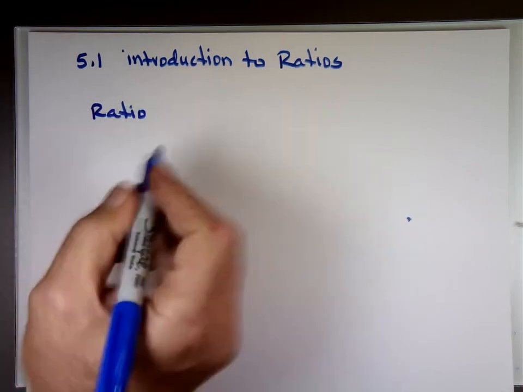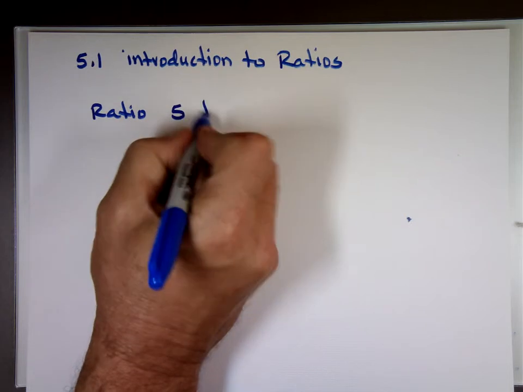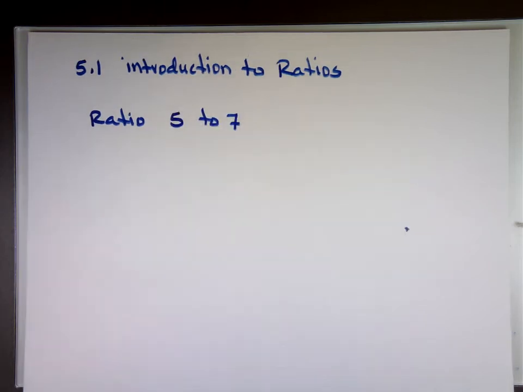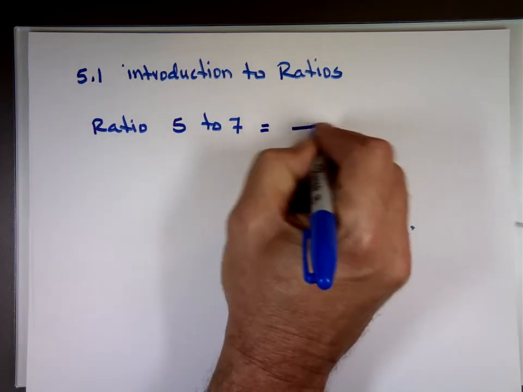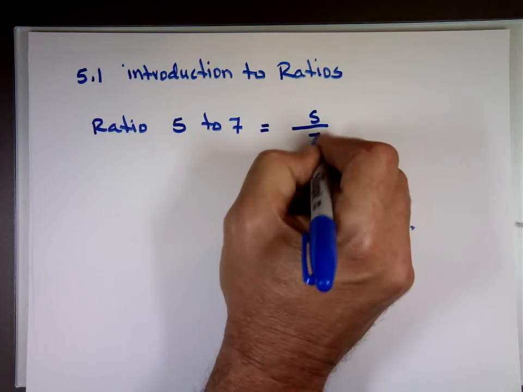The ratio of 5 to 7. Sometimes we write it this way. The ratio is always a fraction. The first number is your top number. The second number is always your bottom number.